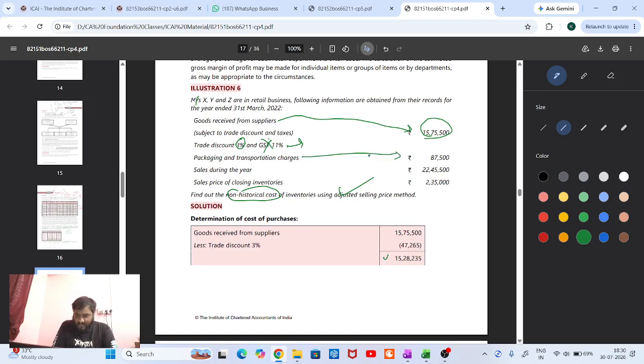Packing and transportation charges are added. Okay, these are the values that are related to the purchases. These are the values that are related to sales. Sales during the year are 22 lakh 45,500.